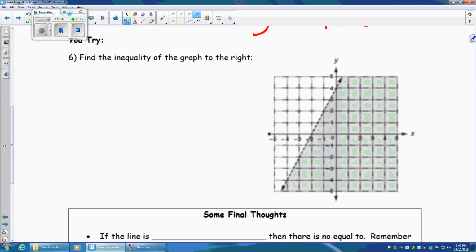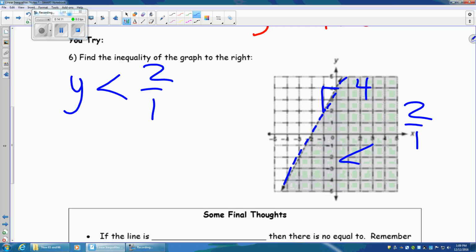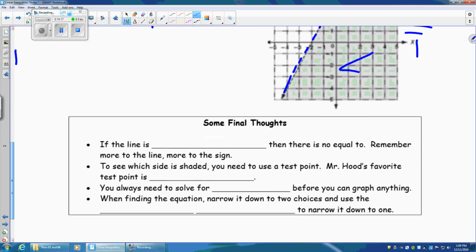All right, hopefully that was enough time. My y-intercept is 4. My slope looks like it's 2 over 1. It's a dotted line, and it's lower. So if it's lower, there's less, and it's dotted, so there's no little line underneath it. So I got y is less than 2 over 1 x plus 4. And that's it. Some final thoughts for today.